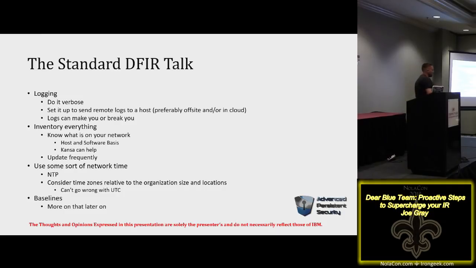We always hear inventory everything, and I'm going to talk more about the whole inventory, baseline, all that fun stuff, but you really need to know what's going on. The first and second, I still call it the SANS top 20, but critical security controls have an inventory of authorized and unauthorized hardware and software. That's number one and number two.